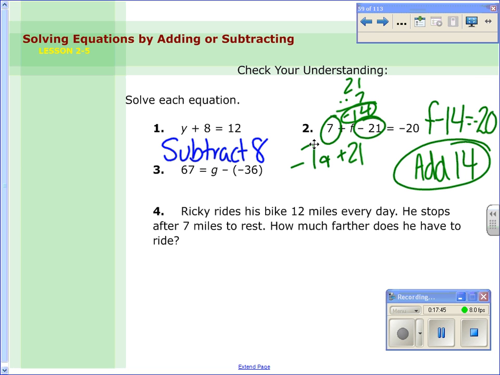Now, number 3, 67 is the same as g minus a negative 36. Again, the whole idea here is when you have 2 negatives in a row, you turn it into a giant plus sign. So now what would you do to get g by itself? I'd subtract 36 from both sides. That would be your answer.